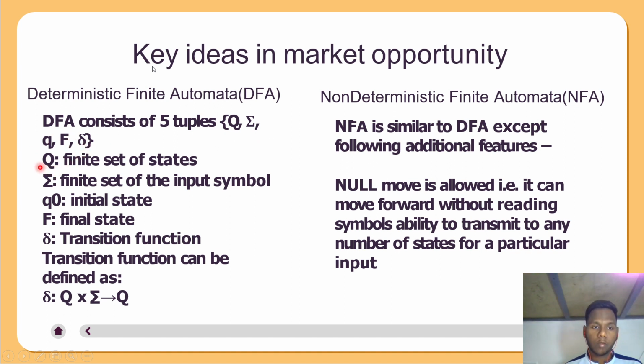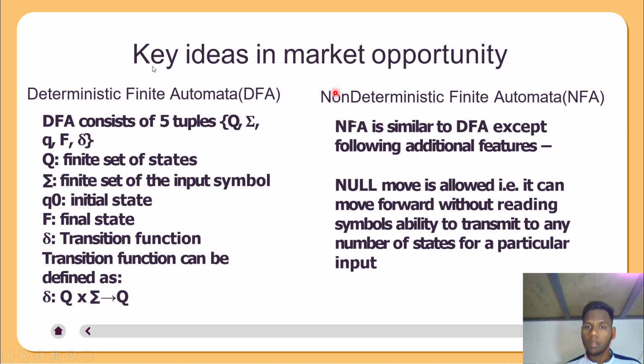Q can be stated as a finite set of states. Sigma can be stated as a finite set of input symbols. Q naught is the initial state. F is a final state. Delta is a transition function. Transition function can be defined as Q cross sigma arrow Q.